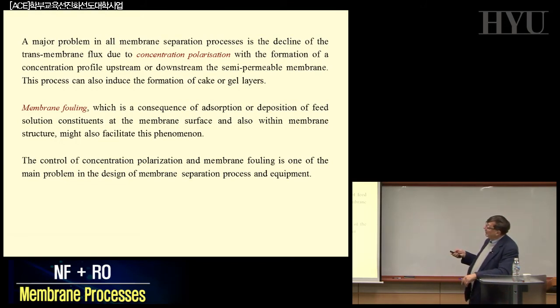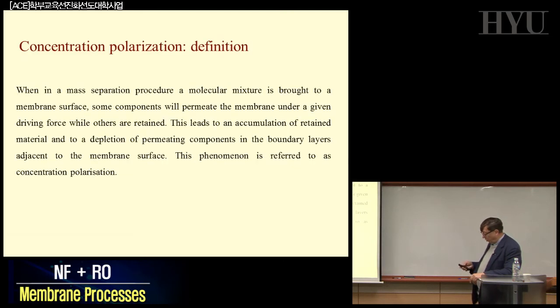So we can define the formation of a concentration profile upstream and also downstream. Normally we don't take care too much of downstream, but sometimes downstream can have an effect on the transmembrane flux of the semi-permeable membranes. We can also induce cake or gel layer formation at the very end. But this is what we call concentration polarization, and that is only a concentration profile. Fouling can be a consequence of adsorption, deposition of the feed, interaction, etc., and eventually we can also have concentration that will facilitate it. In both cases, we have to keep control of the situation.